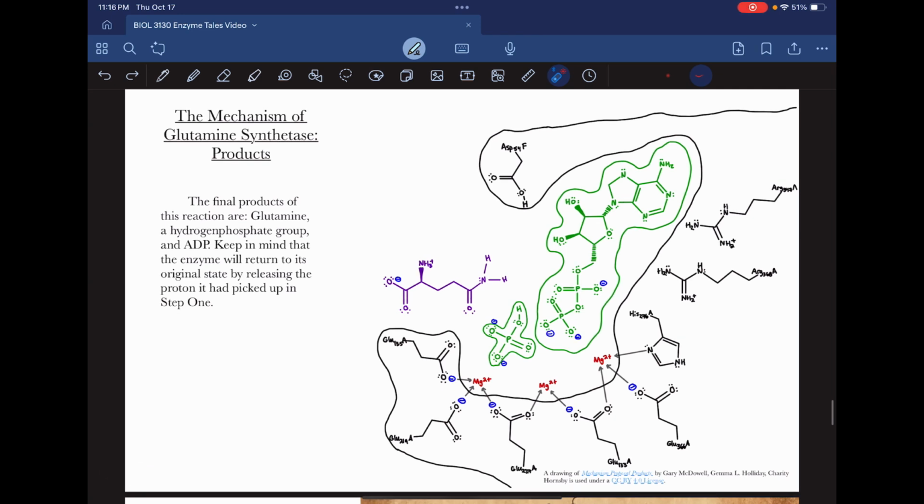The mechanism of glutamine synthetase, products. The final products of the reaction are glutamine, hydrogen phosphate group, and ADP. Keep in mind that the enzyme will return to its original state by releasing the proton it had picked up in step 1.